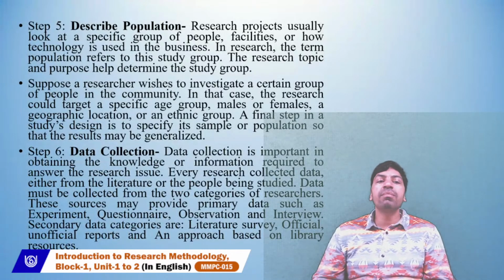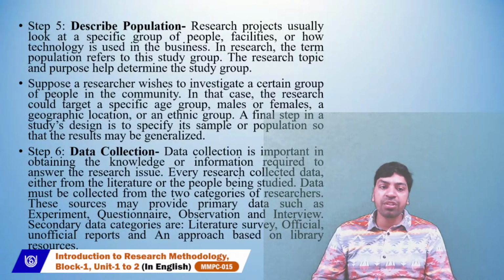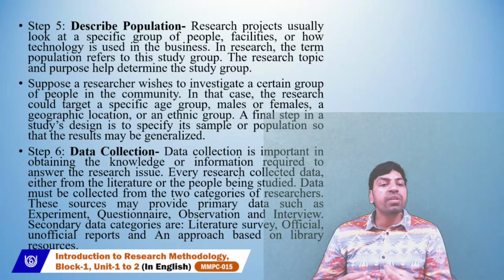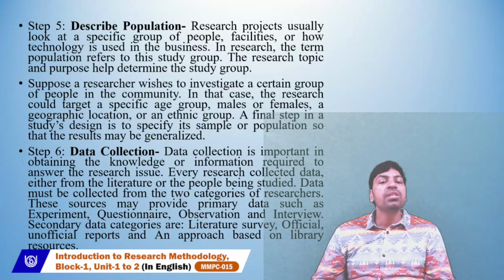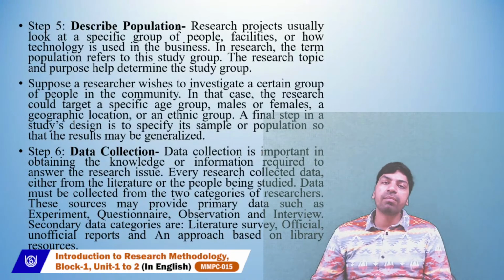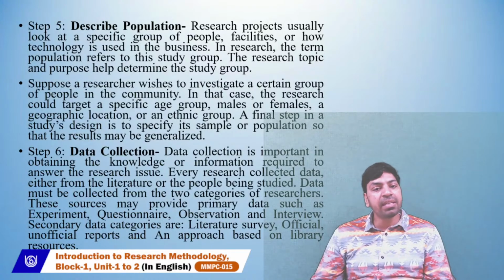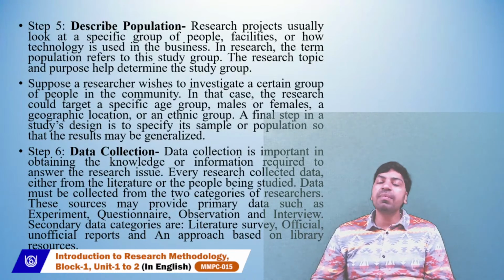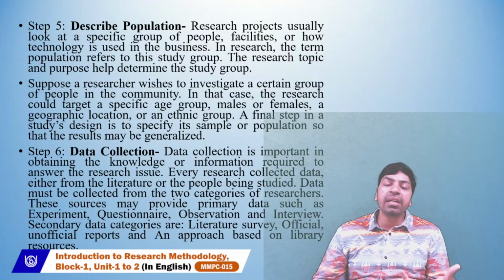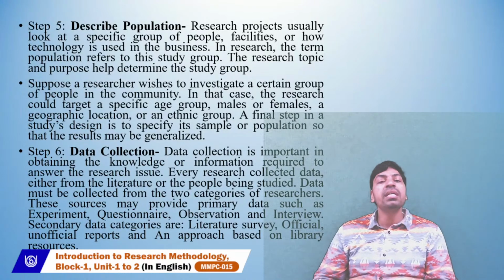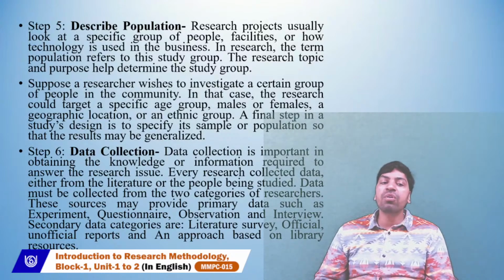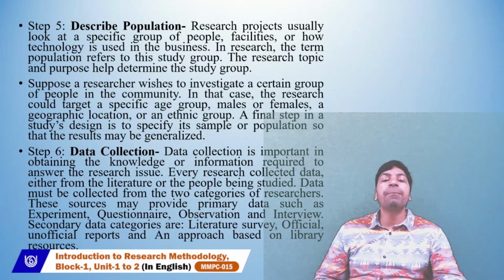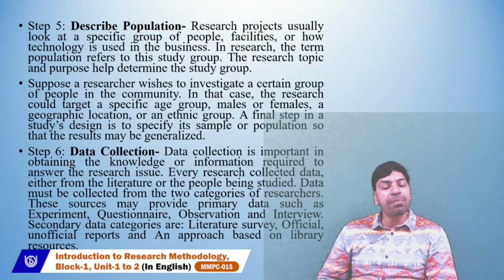Data collection is important to obtain the knowledge and information required to answer any research issue. So every research collects the data either from the literature or from the people the researcher wants to include in their study. Data must be collected from two categories, and the sources would be primary data such as experiments, questionnaires, observation, interviews, and secondary data, that would be the literature review, official or unofficial reports, an approach which is based on the library resources.